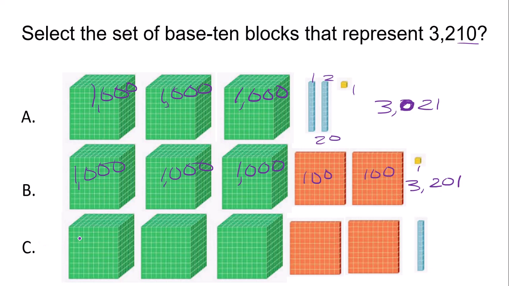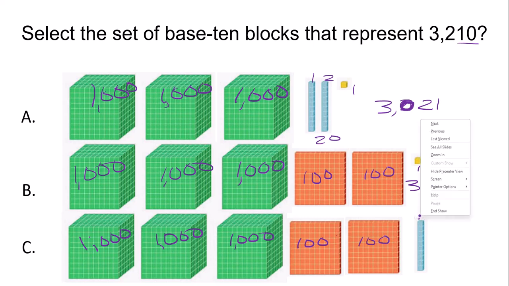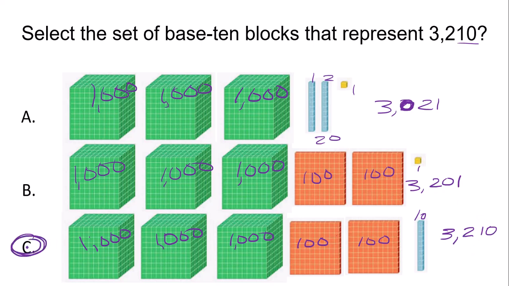This has got to be it, right? 1,000, 2,000, 3,000, 3,100, 3,200, 3,010. This is just 110, right? So let's write it out. 3,000, 210. And we found our answer. C is our answer, 3,210.